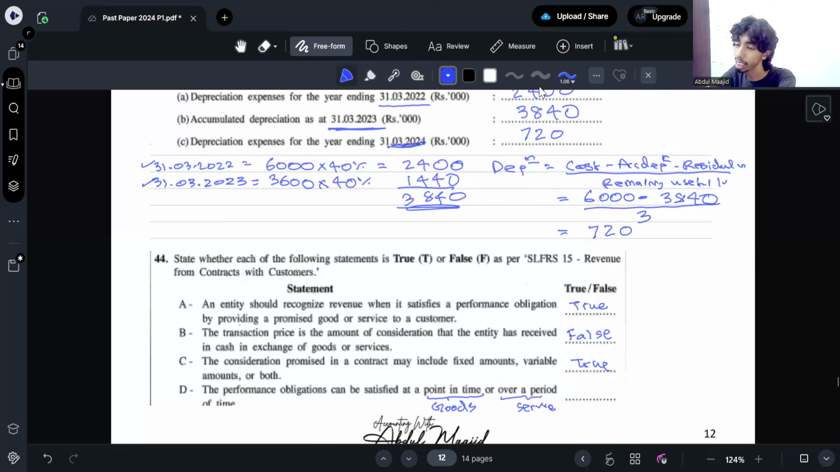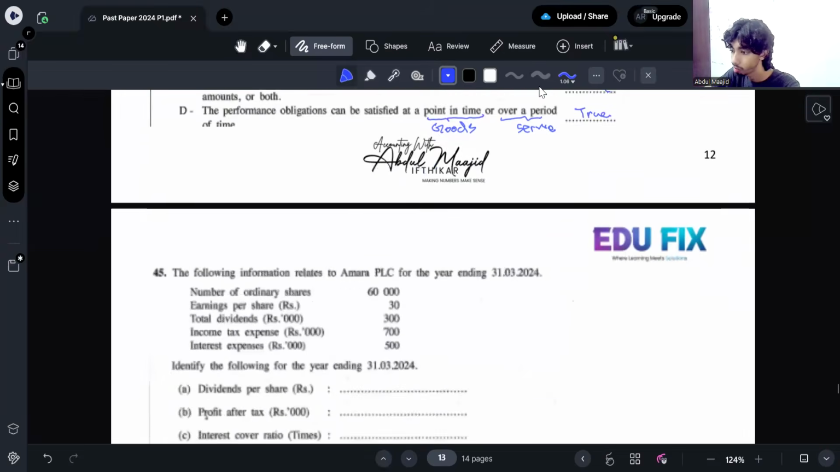For example, if I'm providing maintenance service, I might start the maintenance at 5 o'clock and end it at 6 o'clock. That's over a period of time. Not only that, sometimes you might give service year by year. So those are over a period of time, not at a point in time. So that is true. Performance obligation can be satisfied either at a point in time for goods or over a period of time for service. 45.